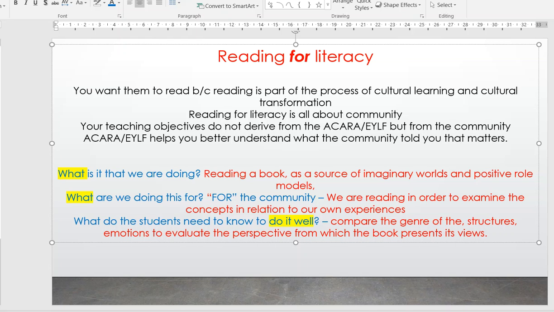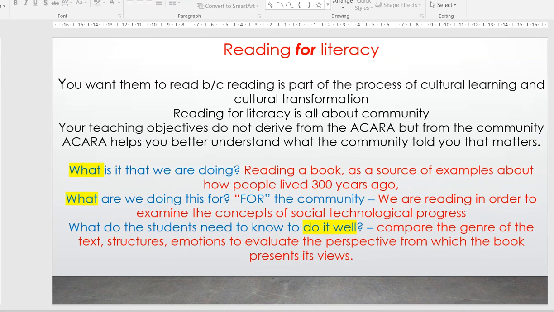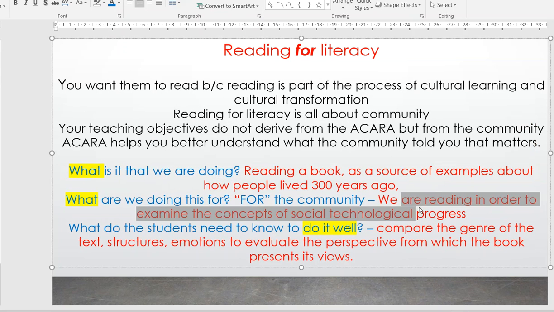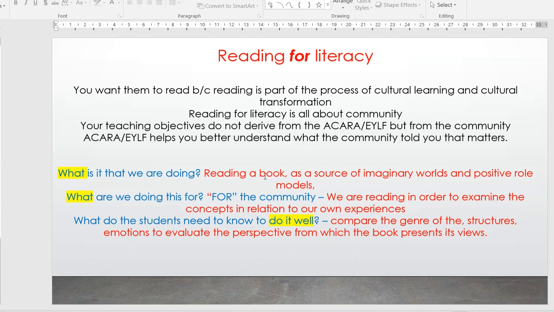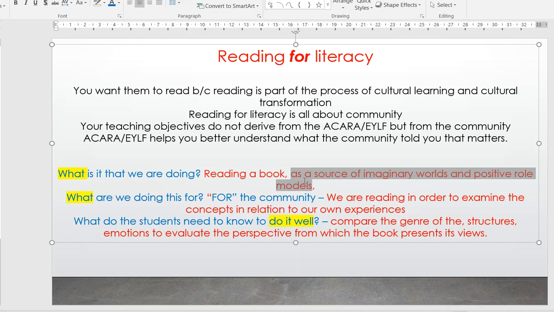Now, obviously, I will explain this. As we were talking about these kinds of examples about reading, in terms of the early years learning framework and the primary curriculum, you're not just reading a book, but for example you are reading the book as a source of imaginary worlds and positive role models, right? That's what books can be used for, and that's how books are written. As a source for children of imaginary worlds to engage their creativity and also to communicate positive role models. So that's reading as a tool for communicating these things, and you might be using it specifically to examine these concepts with children in relation to their own experiences.